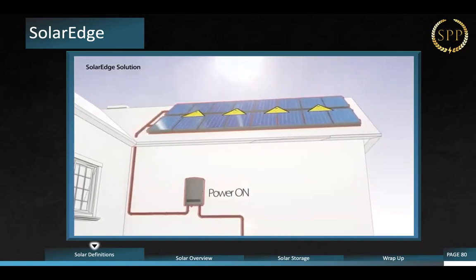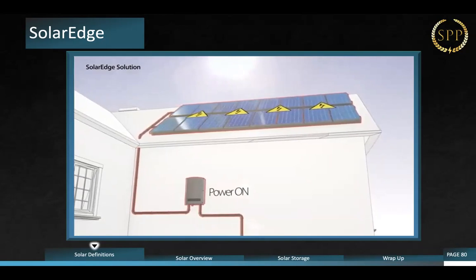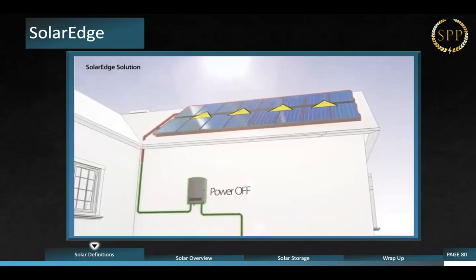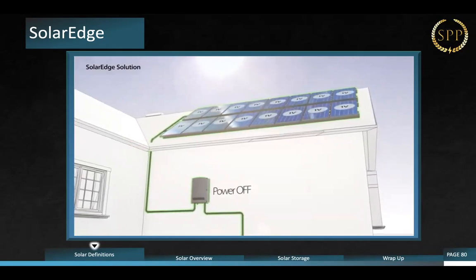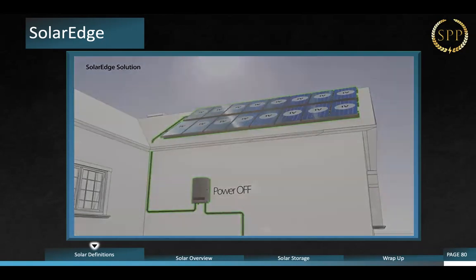With the SolarEdge solution, whenever AC power is off, the string's DC high voltage is automatically reduced to a safe voltage. This solution meets new safety regulations in all significant PV markets around the world, as well as the 2014 National Electric Code in the US.